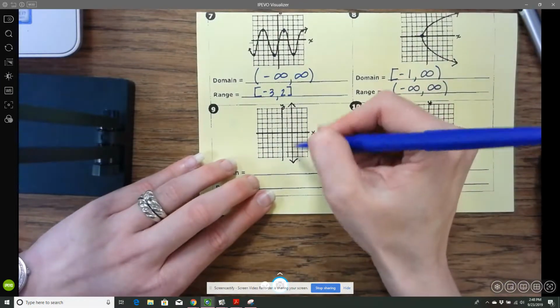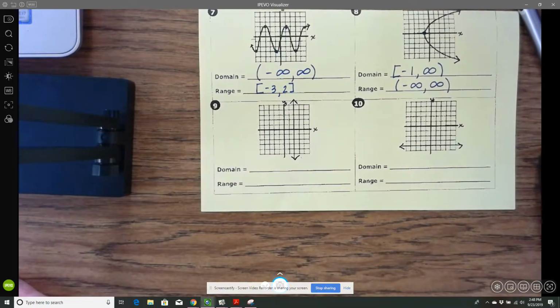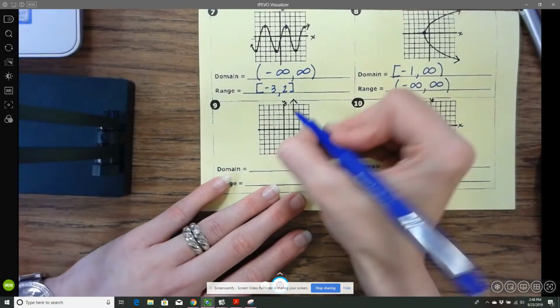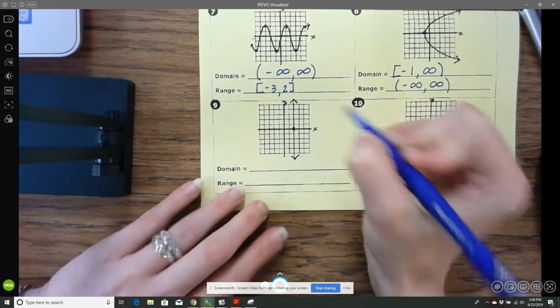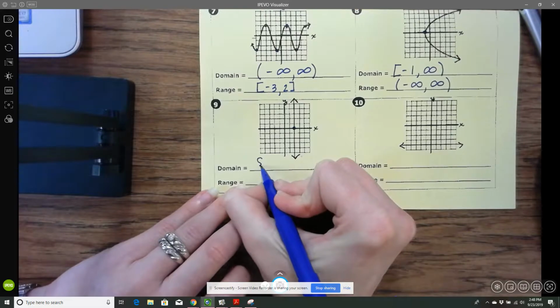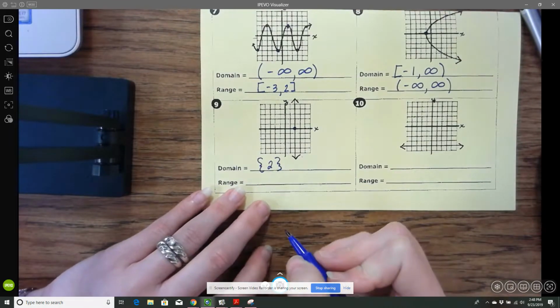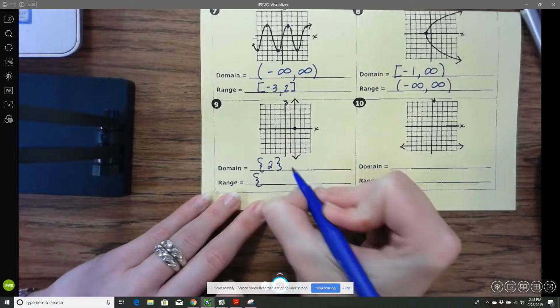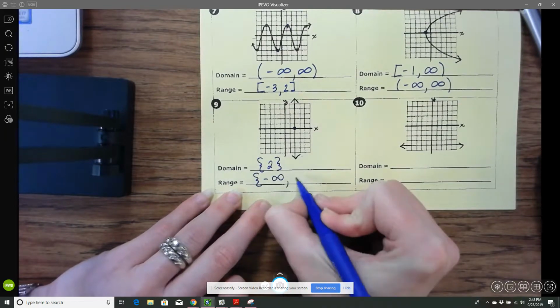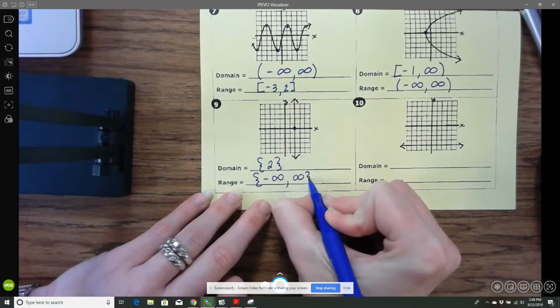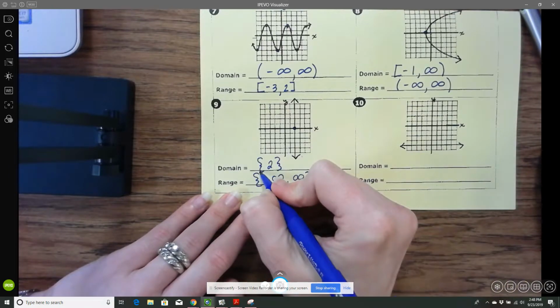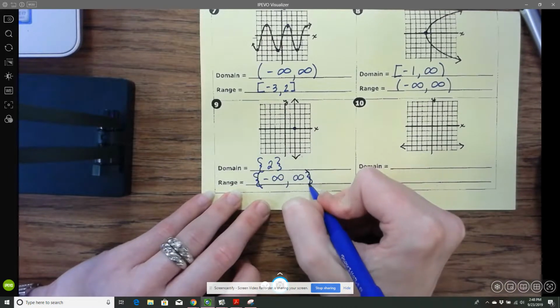All right, for a straight up and down line, excuse me, you can see here that I've only got one point in my domain, and that would be 2. That is the only x value that is possible, but my range is going to be all real numbers, or -infinity to positive infinity. Oh, sorry. Those should be written with parentheses, not brackets.